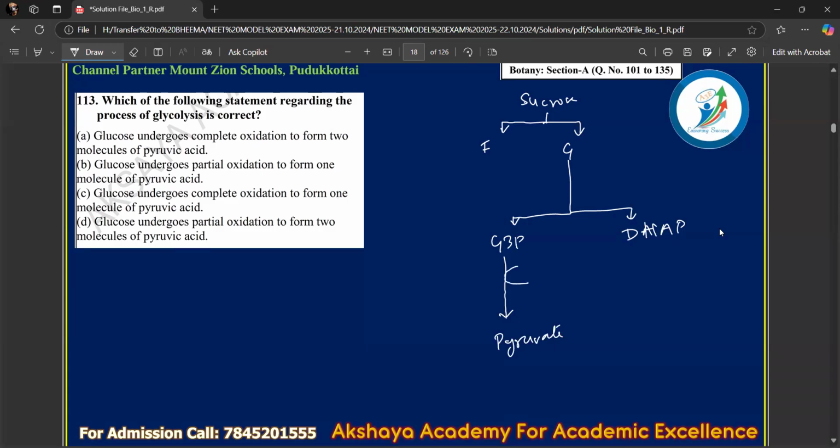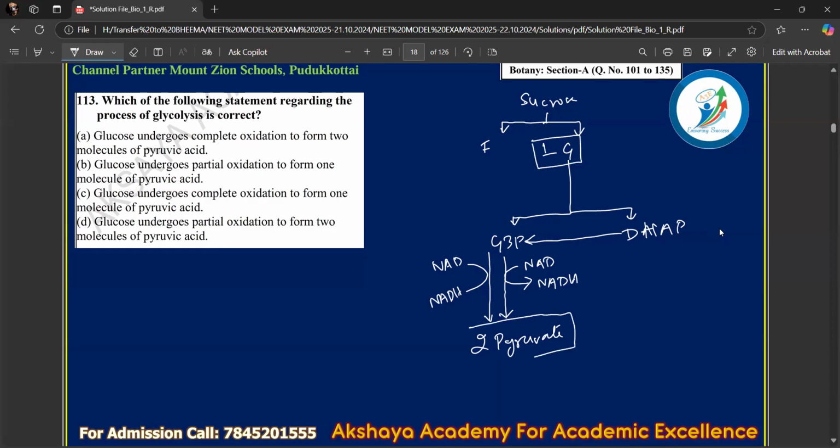And here oxidation happens. And dihydroxyacetone phosphate again is converted to glyceraldehyde 3-phosphate, and it happens one more time. So you get 2 pyruvate. So one glucose molecule gives 2 pyruvate, but the oxidation is not complete. The oxidation remains incomplete. Pyruvate enters mitochondria for undergoing complete oxidation, generating carbon dioxide, water molecule, and ATP.